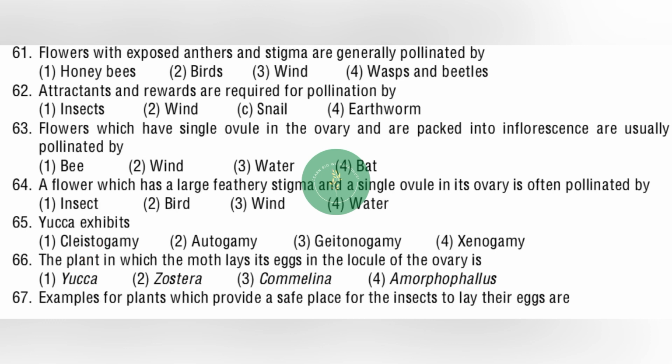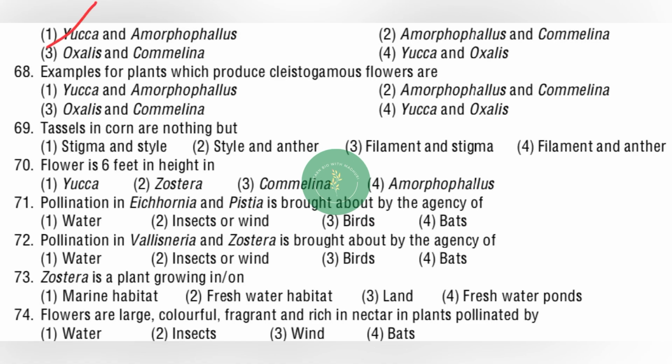Question number 67. Examples for plants which produce a safe place for the insects to lay their eggs are option number 1, yucca and Amorphophallus. Question number 68. Examples for plants which produce cleistogamous flowers are option number 3, Oxalis and Commelina. Question number 69. Tassels in corn are nothing but option number 1, stigma and style. Question number 70. Flower is 6 feet in height in option number 4, Amorphophallus.